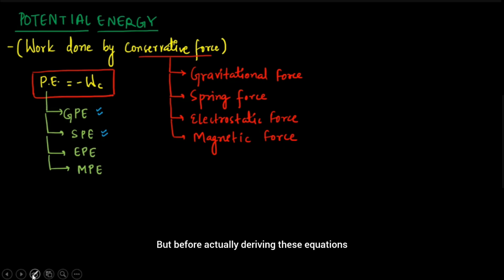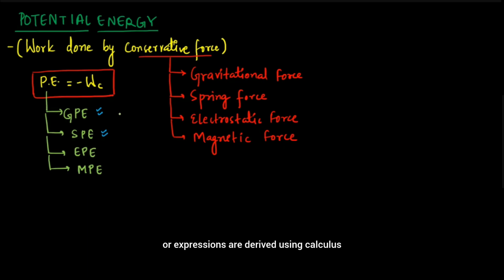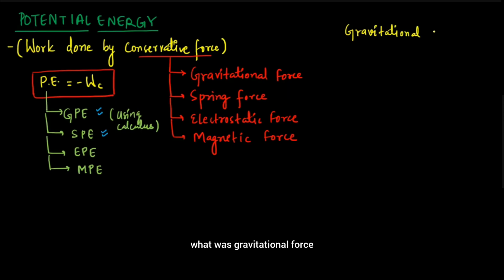But before actually deriving these equations, I would like to let you know that these expressions are derived using calculus. Without using calculus, you cannot derive those equations. So I won't give you the derivation part, but I will definitely let you know how we actually derive them without going into the calculation. So let us start with gravitational potential energy. But before that, we have to recall what gravitational force was.